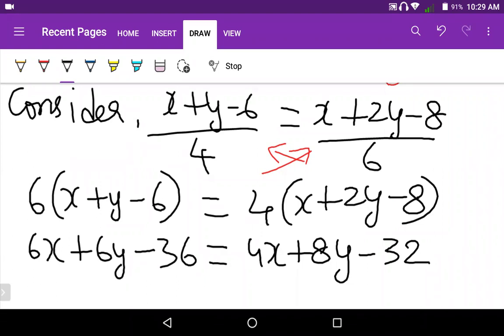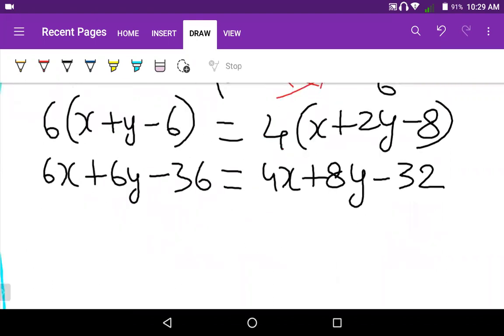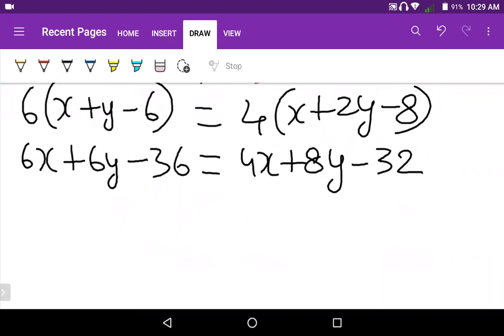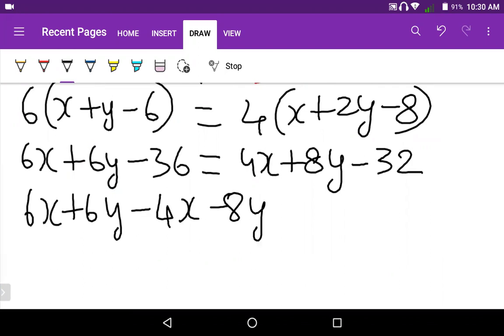By then, let us simplify this value. We will take all the x, y to one side and we will keep the constant to the other side. Okay. So what do you have here? You have 6x plus 6y. I'm getting that 4x and 8y to the other side. So minus 4x minus 8y is equal to, I'll take 36 to the other side. So 36 minus 32. Okay.